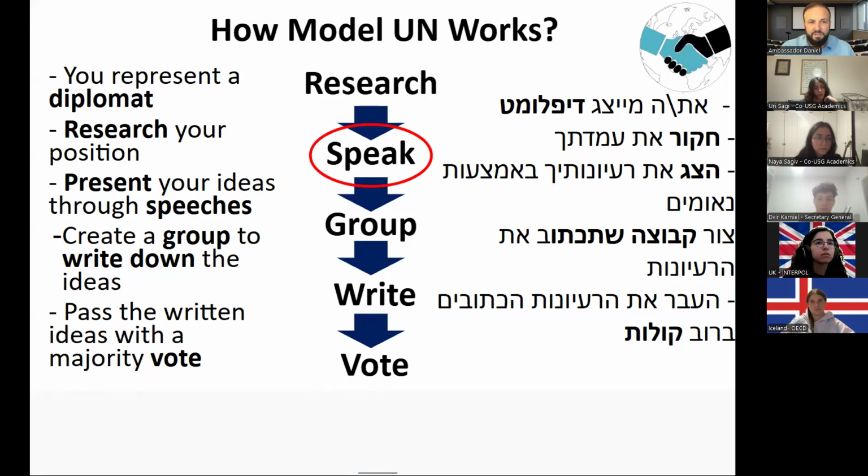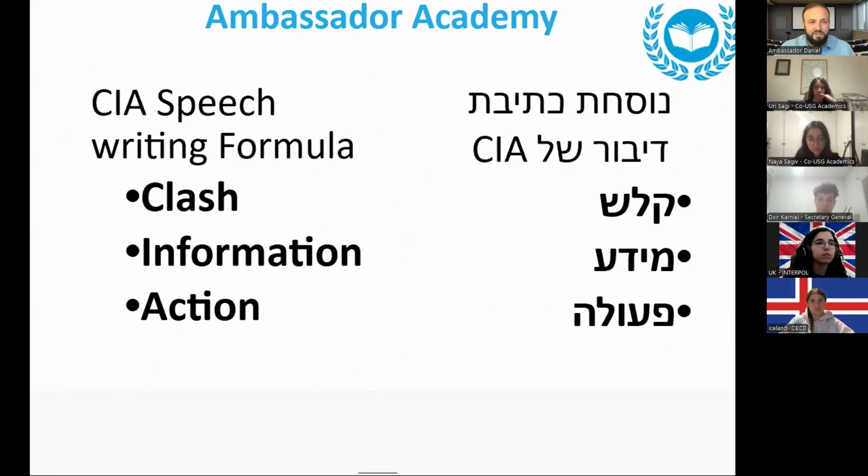So the speech formula that I teach, and there are a few. I think there's merit to some, definitely lack of merit to others. Is the CIA format, which is clash, information, action, and you need to get this done in 100 words, and you need to get this done in a way that you can present in clear, comfortable way.